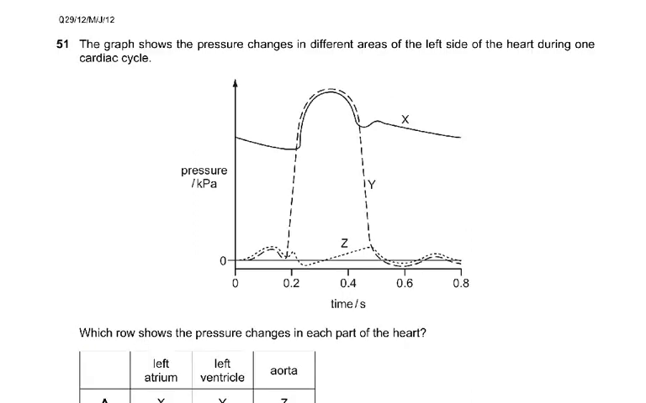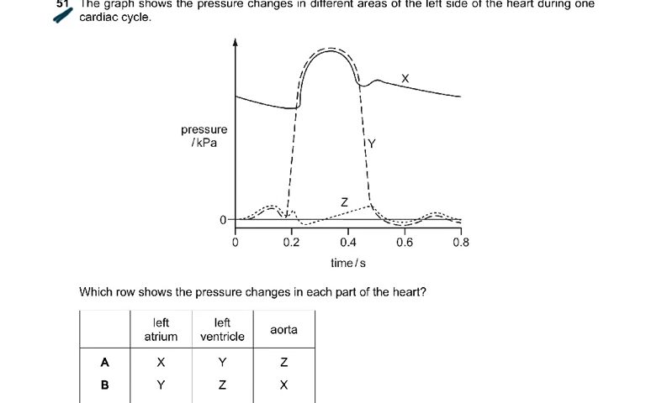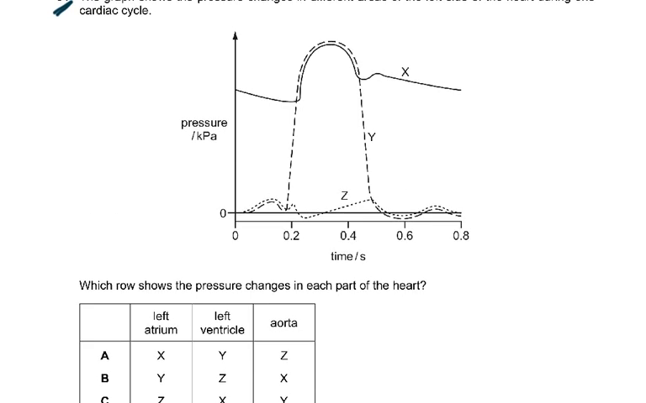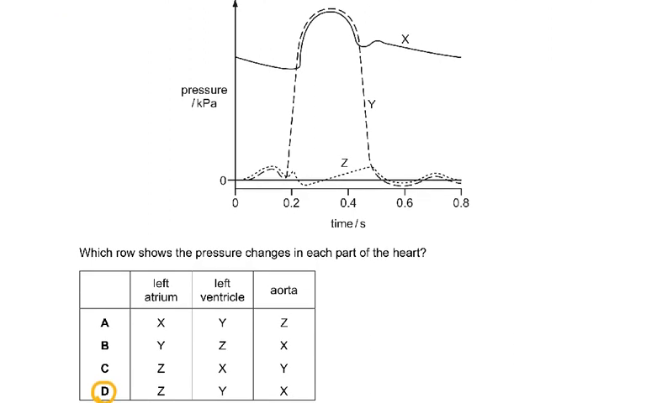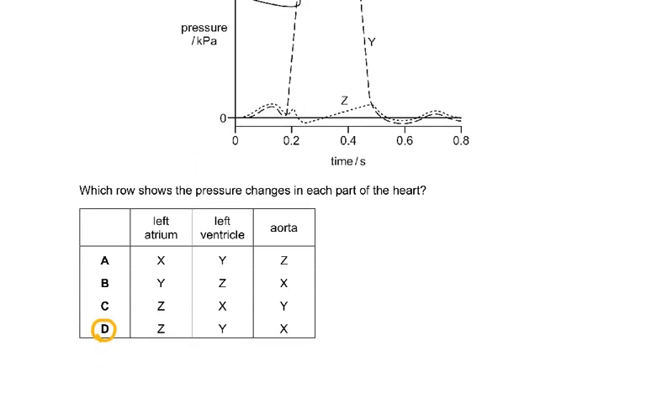Question 51. The graph shows the pressure changes in different areas of the left side of the heart during one cardiac cycle. Again, the same graph which we never understood in O levels, but in A levels, I hope it is more clear to you all. Which row shows the pressure changes in each part of the heart? You know the X is the aorta, Y is the ventricle, and Z is the atrium. We've done this a number of times. You need to go through this graph again. I will be showing you this graph again at the end, in 2 different pictures, so that you can pause and watch these graphs again.